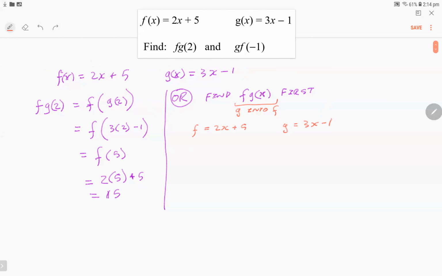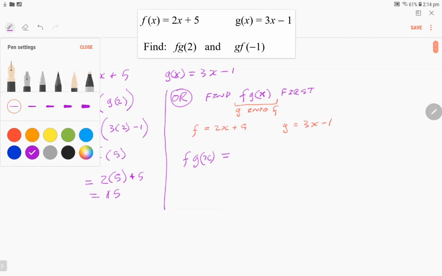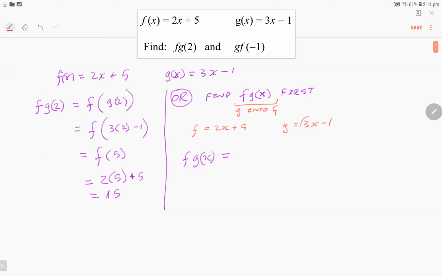So if I'm forming f of g of x, I have to put the g into the f. So I'd have to take this g and put it into the f right here. When I put g into f, my result is 2 times, where the x is, I put the 3x minus 1 and then put back the plus 5. And I work it out, I would get 6x minus 2 plus 5, and then the 5 minus the 2 there is 3, so we get 6x plus 3. That will be my f of g of x.